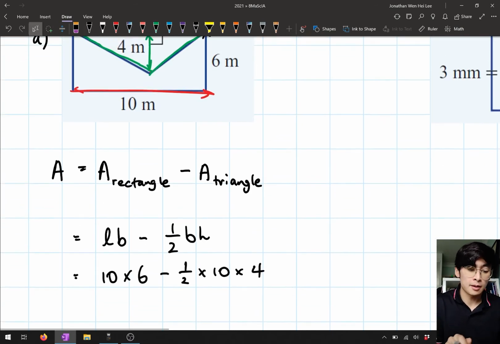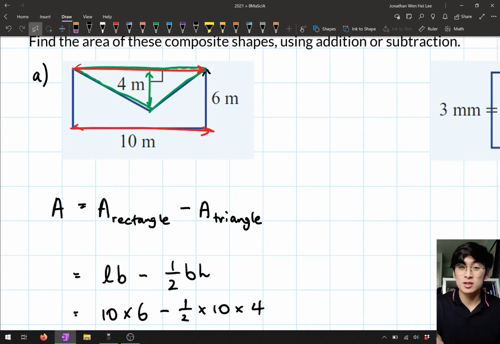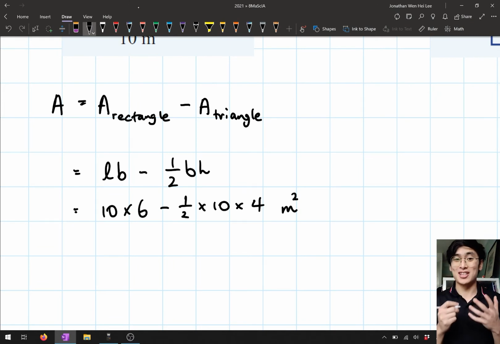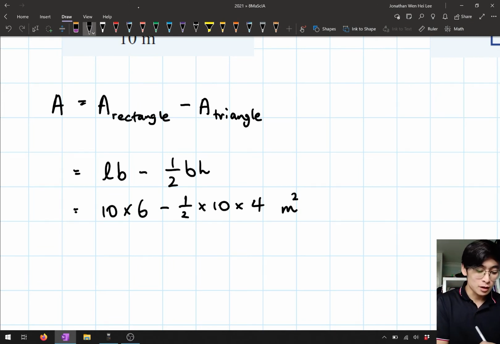Now let's talk about the units that are measured here. So here, all the measurements are in meters. So my final answer is going to be in meters squared. Just remember, area is measured in squared units. Okay, so I can substitute these values in. I can calculate this and figure out what the final answer is.